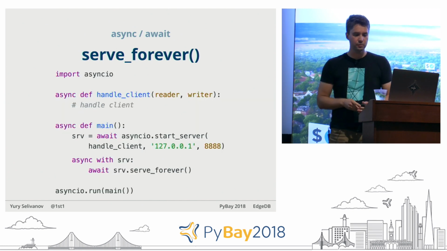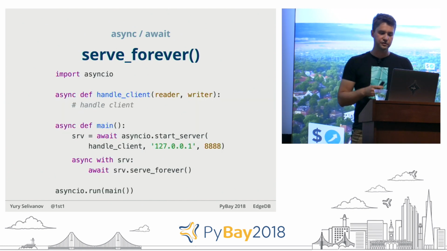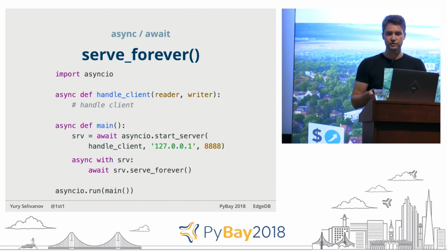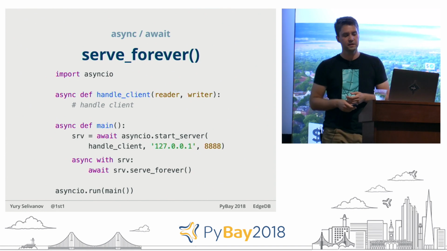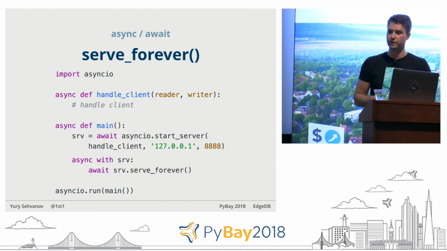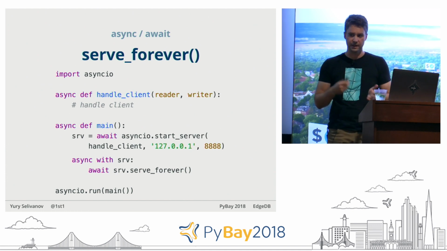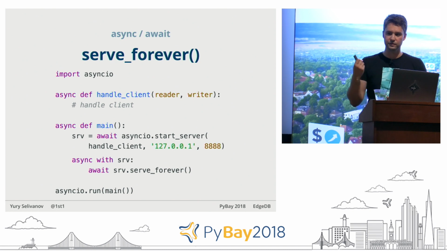So in Python 3.7, we actually addressed this problem by making servers asynchronous context managers, and we have a new coroutine method on async servers, which is called serve forever. So this is equivalent code, but again, more correct than the previous one. As you can see, it's like 2 times shorter, and it's easier to use and reason about.